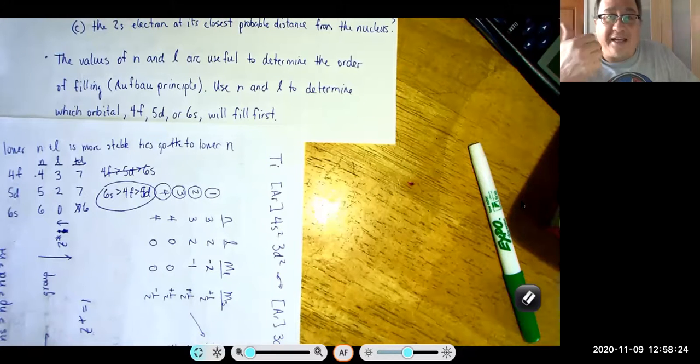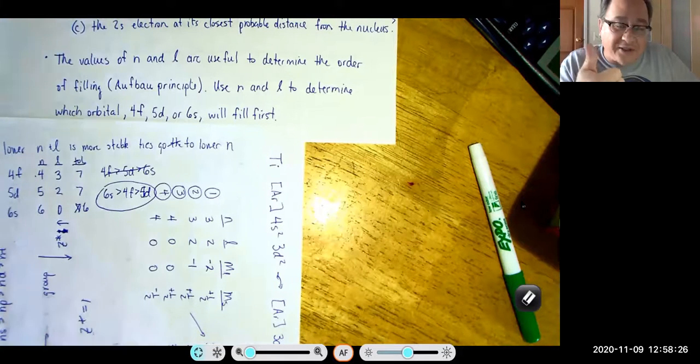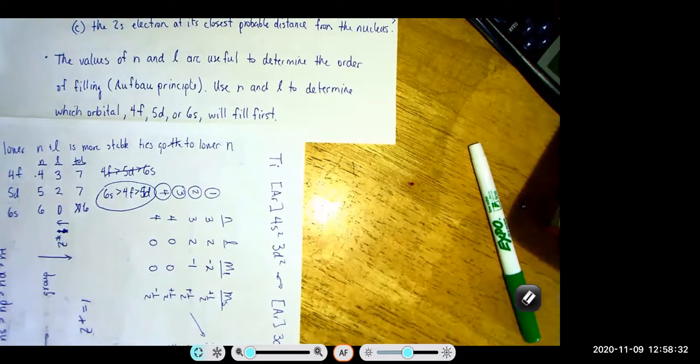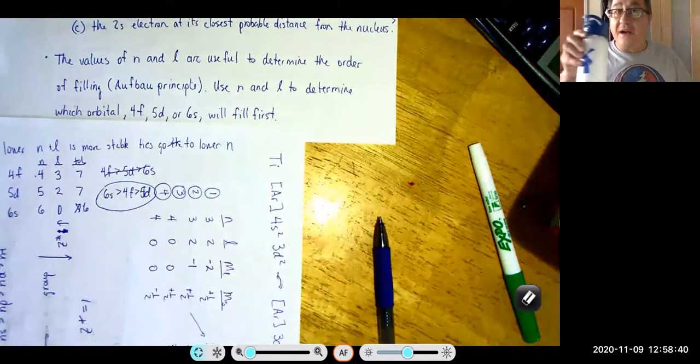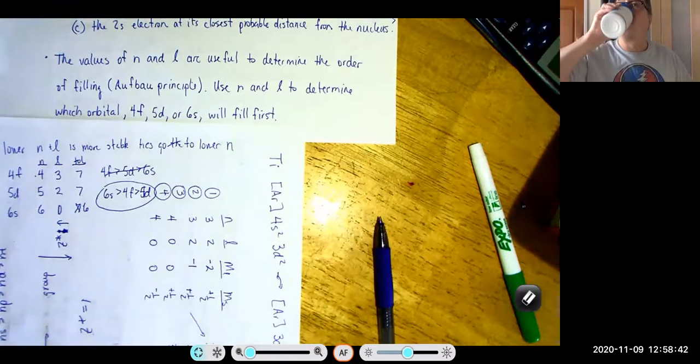I did the old mistake. S is 0, and I go S1, P2. You got to start at 0. S is 0, P is 1. I think that whoever decided that those should be the quantum numbers, Schrodinger or whoever, did that on purpose just to mess with us.